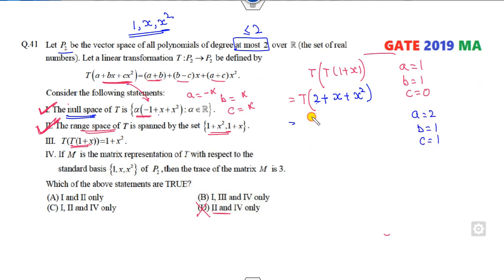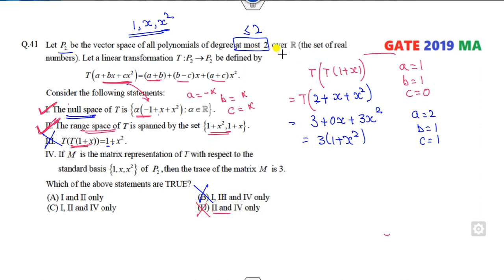So A plus B is 3, but clearly it's a 3 but it's a 1, it can never be the same. So B minus C is 0, A plus C is 3x square. It's 3 times the x square, but it's 1 plus x square. Third option is cancelled. So this option is also cancelled. Now we can check the fourth option.